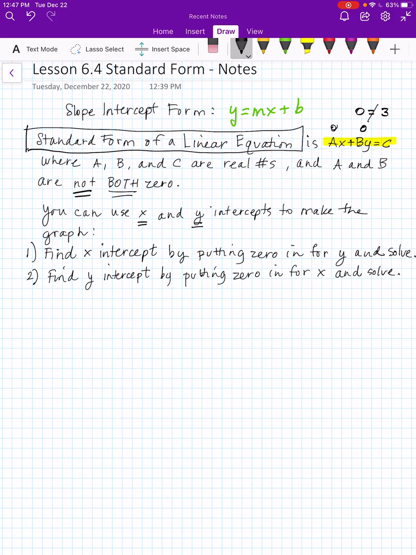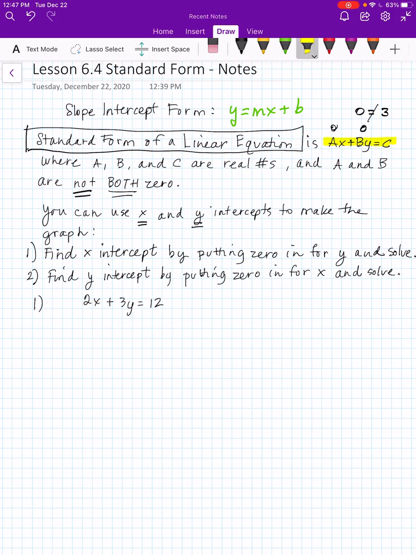Now, here are the mathematical terms to do that. It says, find the x-intercept by putting 0 in for y and solving, and then find the y-intercept by putting 0 in for x and solving. We'll talk about it, and then I'll show you, once you get the hang of it, what happens. So here we go. Number 1. Example. So 2x plus 3y equals 12.